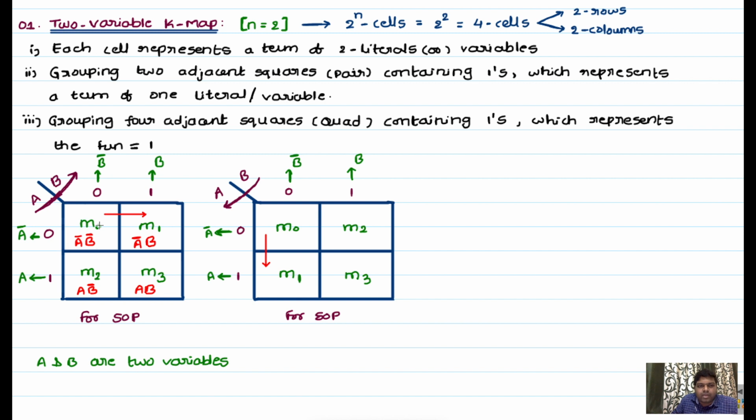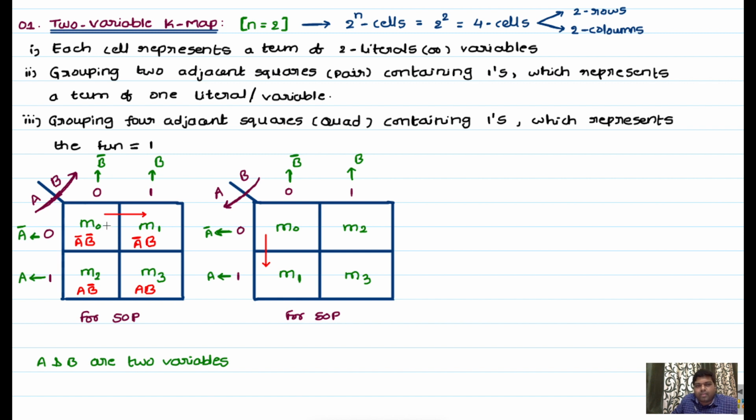Each square box will be represented with two literals. So each cell represents a term of two literals or variables. This is the first point. Now, grouping two adjacent squares containing ones represents a term of one literal variable.